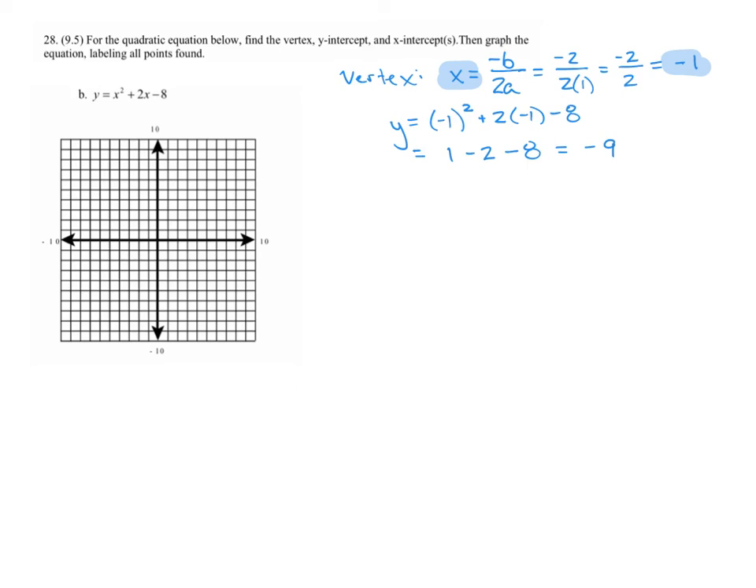So remember that this is my y-coordinate of the vertex. My vertex in general is going to be negative 1, negative 9. All right, let's find our y-intercept.